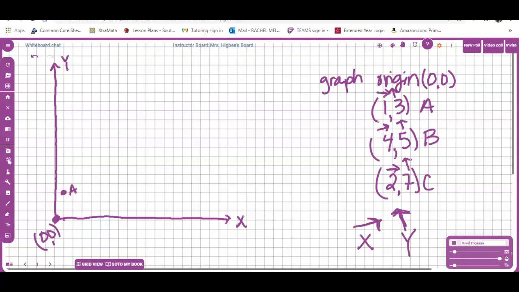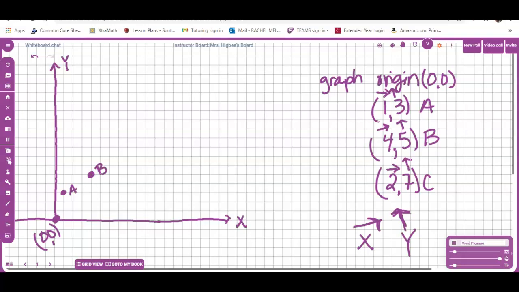I want to place B at 4, 5. So I'm going to count over 1, 2, whoops, my line moved. That's weird. 1, 2, 3, 4, and go up 5. 1, 2, 3, 4, 5. So there's my B. Okay.